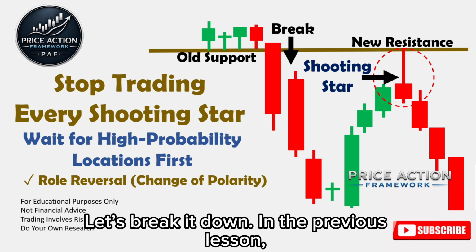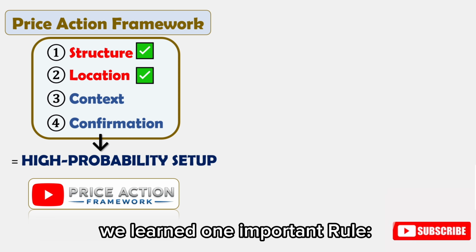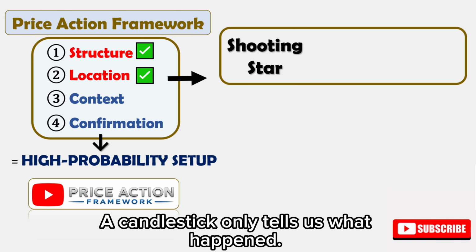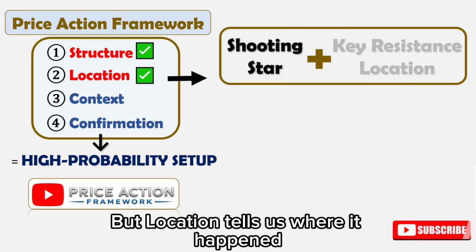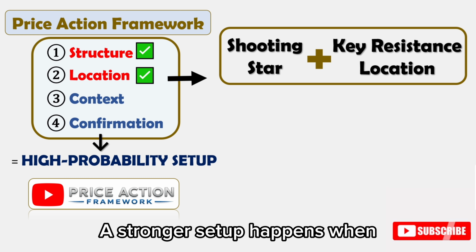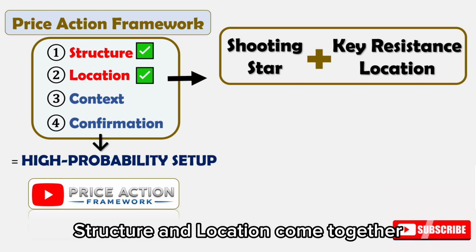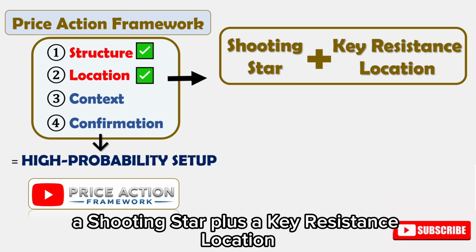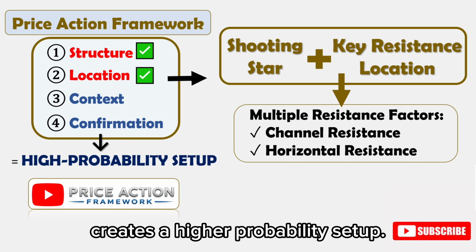Let's break it down. In the previous lesson, we learned one important rule. A shooting star alone is not enough. A candlestick only tells us what happened, but location tells us where it happened. A stronger setup happens when structure and location come together. In other words, a shooting star plus a key resistance location creates a higher probability setup.